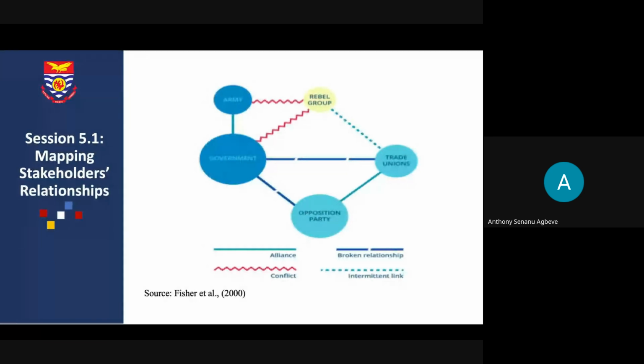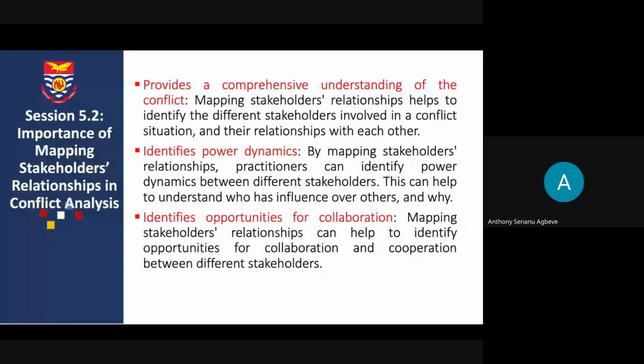So sometimes we can see some semblance of linkage between these groups, right? This is how the stakeholder mapping relationship looks visually. So what is the benefit of this tool? The benefit is that it provides a comprehensive understanding of the conflict. It helps us to identify the different stakeholders who are involved in the conflict situation and the relationship that exists among each and every one of them.